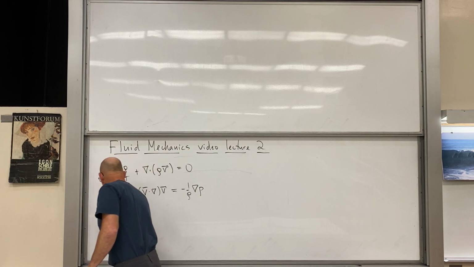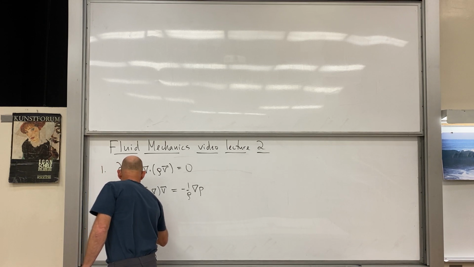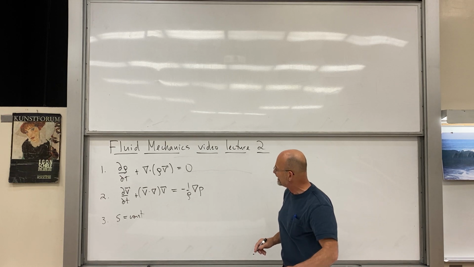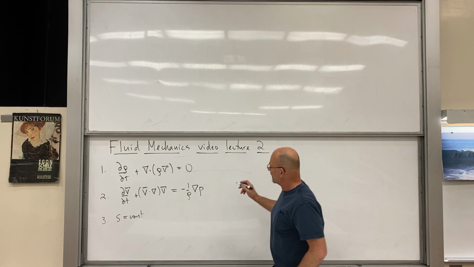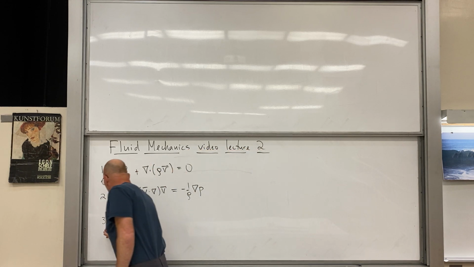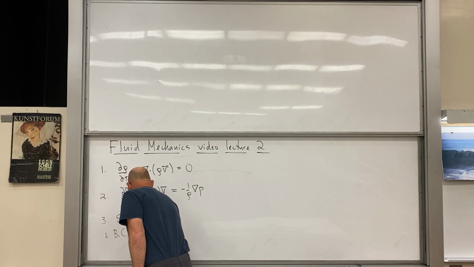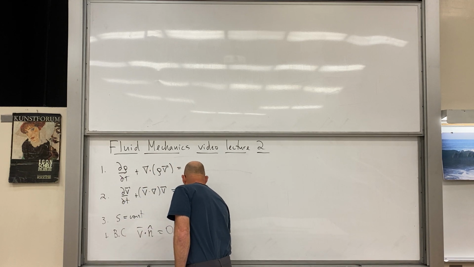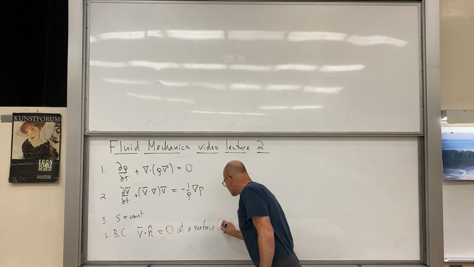And then finally, I'm just going to write entropy equals constant. These are equations with no energy dissipation, so it's an ideal fluid. Good. And plus boundary conditions, v dot n hat equals 0 at a surface. Now, this is ideal fluid.